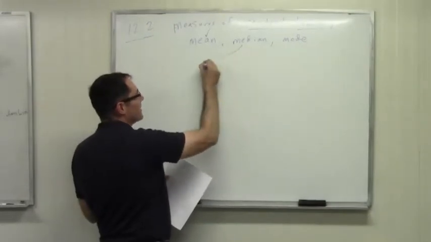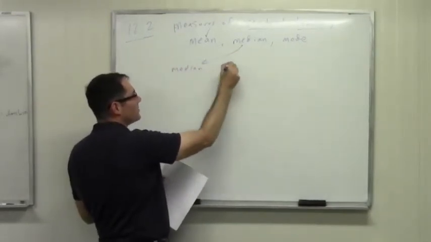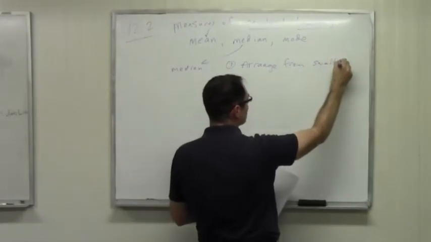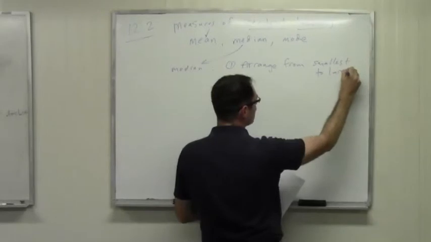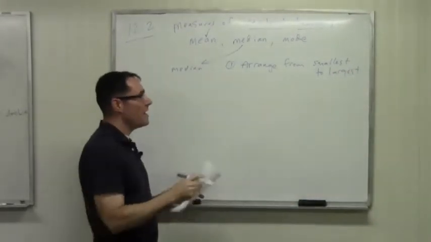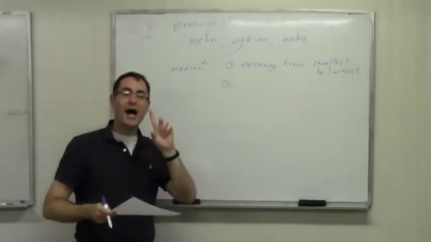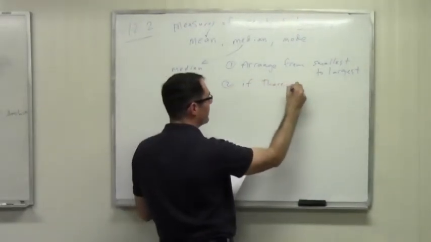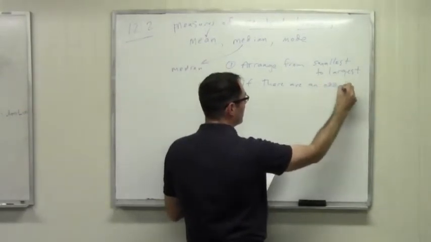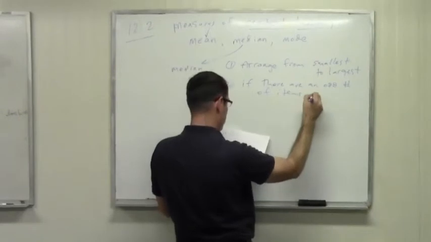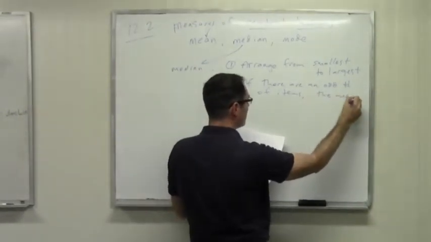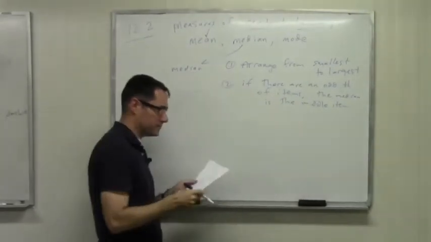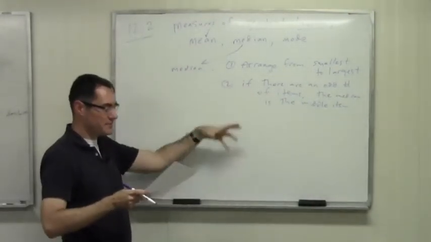So for the median, what you do first is arrange from smallest to largest. Then if there's an odd number of items, pick the one in the middle. The median is the middle item. No matter what, the middle item is the median.